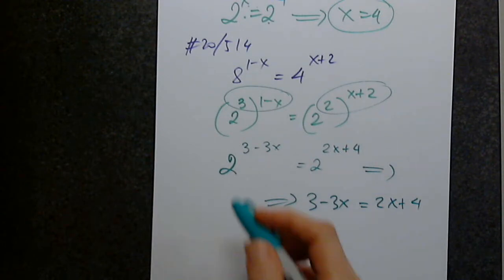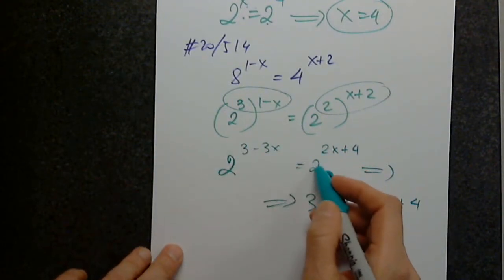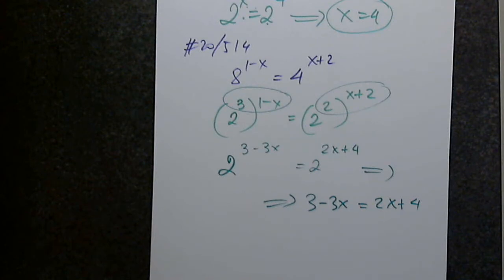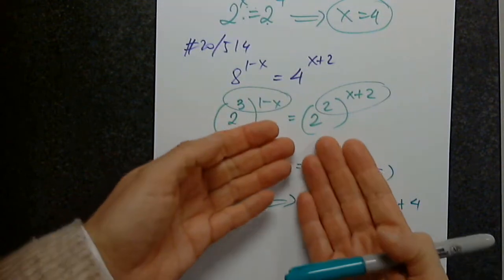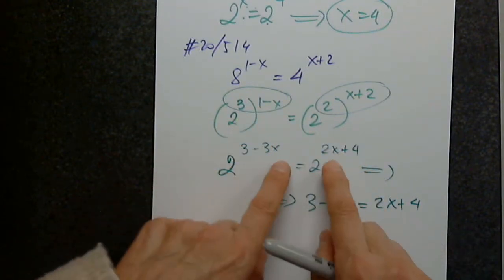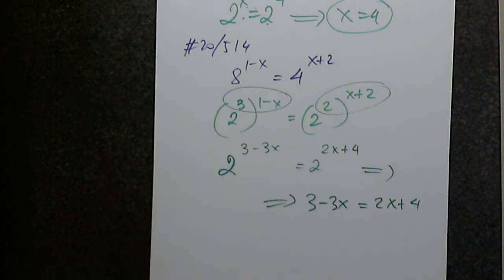So please do not simplify. I'm not simplifying 2 with 2. I'm not canceling. I'm not moving 2 to the other side. Nothing of that kind. It's just a concept. Two numbers are equal and they have the same base. Therefore, their exponents must be the same.